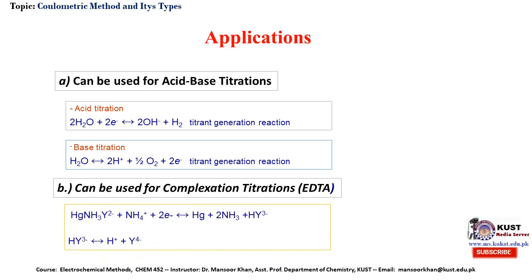HgNH3Y minus 2 is basically the ligand which reacts with NH4. And H4Y, Y minus 4, is basically the EDTA, which is used as a titrant, and it is hexadentate and gives 6 electrons.